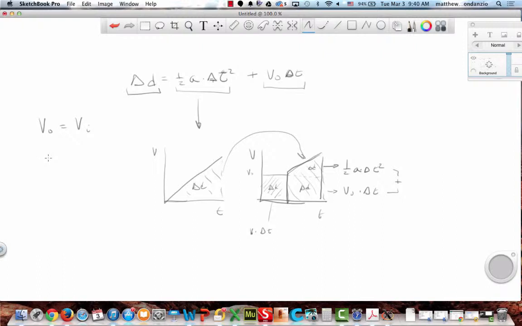No. It's like V naught. The initial velocity V naught. You'll see it both ways, and I write it both ways. I apologize. Does that make sense?